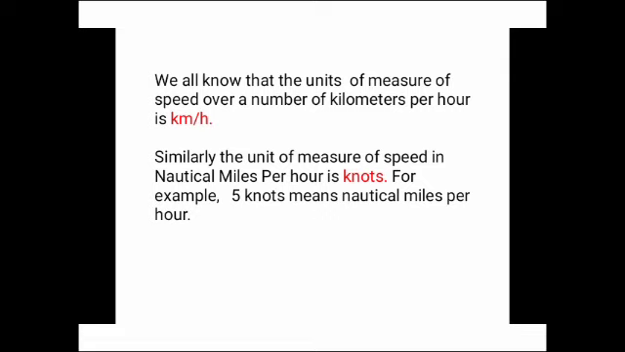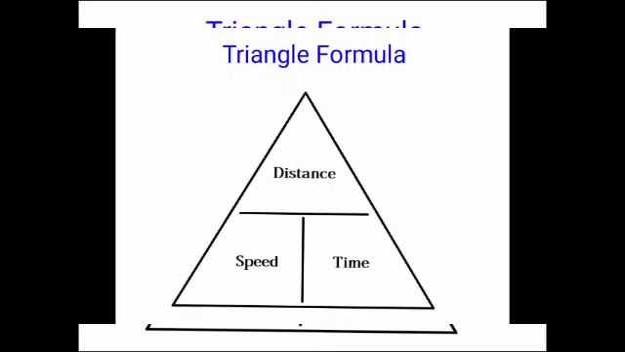It's generally a unit that is used to measure speed by sailors, pilots, and so on. Okay, how can we calculate speed? We are going to use the commonly known triangle formula. This formula is common in math, it's common in physics, and in many other fields of study. The triangle formula consists of 3 things: speed, distance, and time.